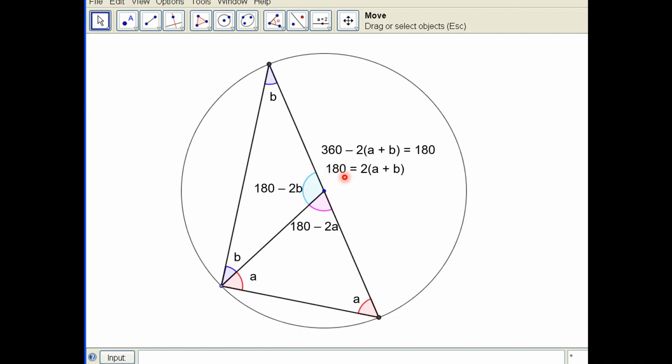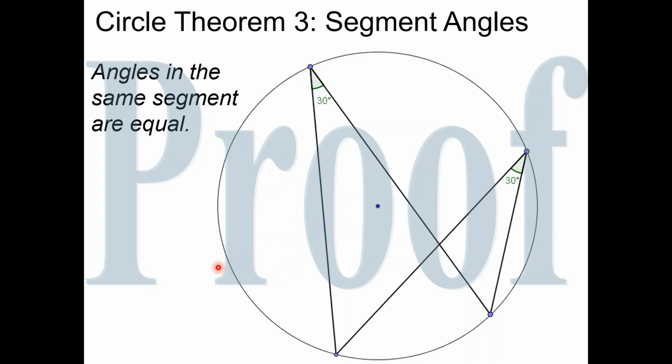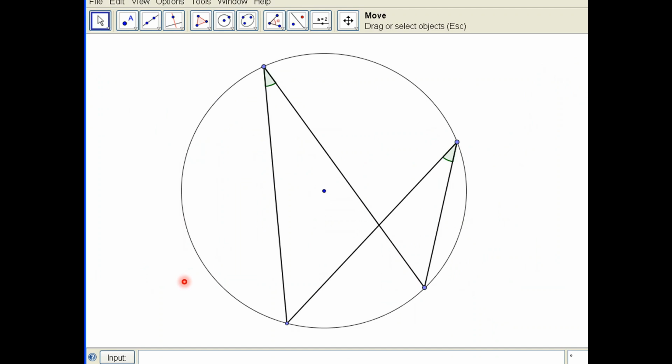Now, if we divide 180 by 2, and this side also by 2, we have 90 degrees equals A plus B. So now where is A plus B? A plus B is here and it is 90 degrees. And so we have proved it. Now you're also going to prove the segment angles theorem. So we have a circle and we have an arc that subtends an angle at this point and also at this point. That is in the same segment.